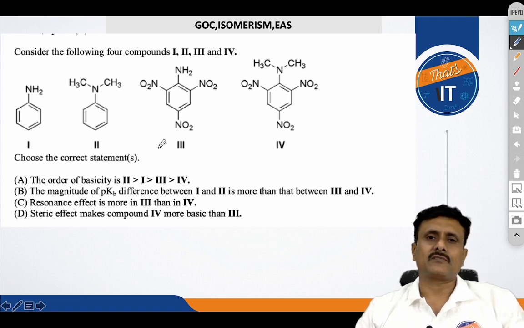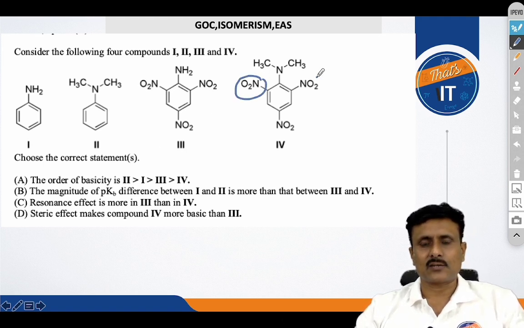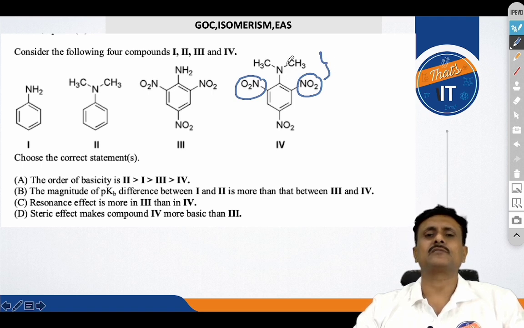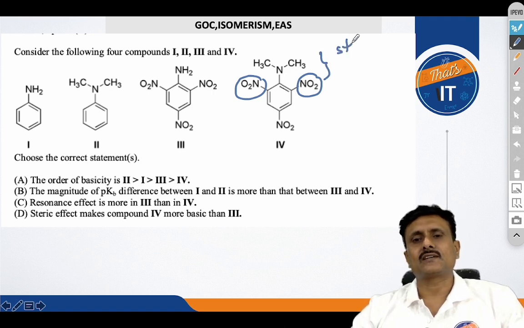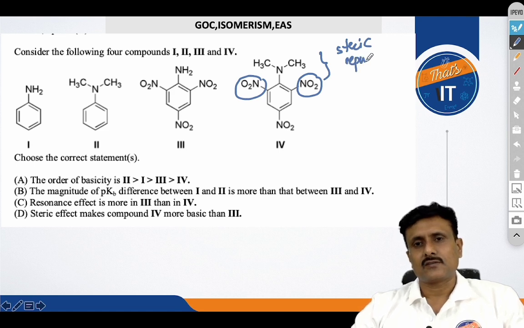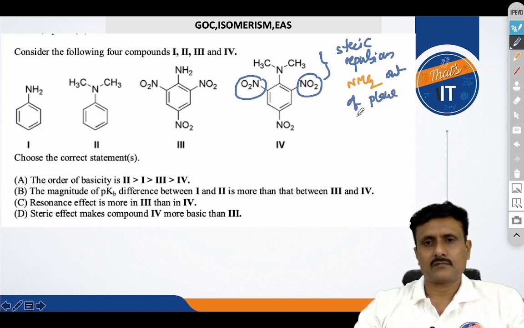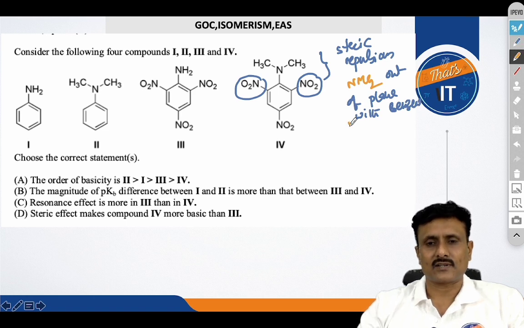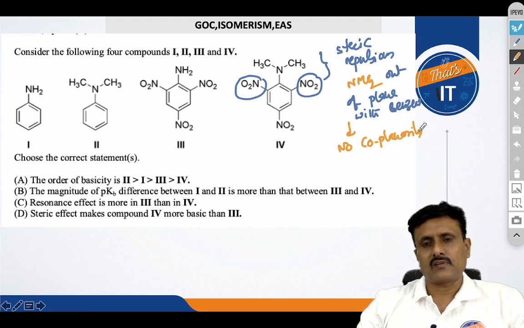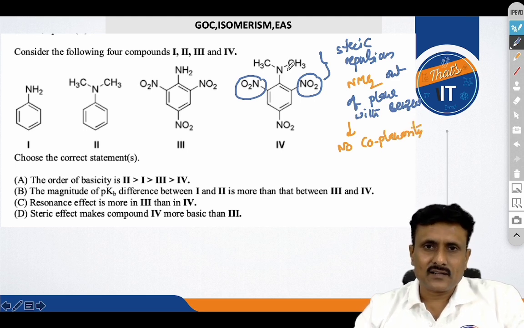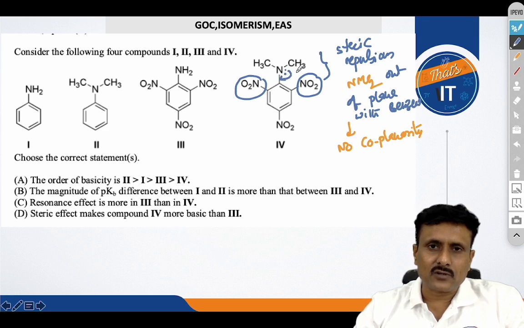It's about the basic strength of various amines, and we have seen in multiple cases that NO2, which is bulky, when present adjacent to the dimethylamine, causes steric repulsions. Due to steric repulsions, this NMe2 group goes out of plane with benzene. So coplanarity is lost. When there is no coplanarity, there is no way this lone pair will be involved in any sort of delocalization.